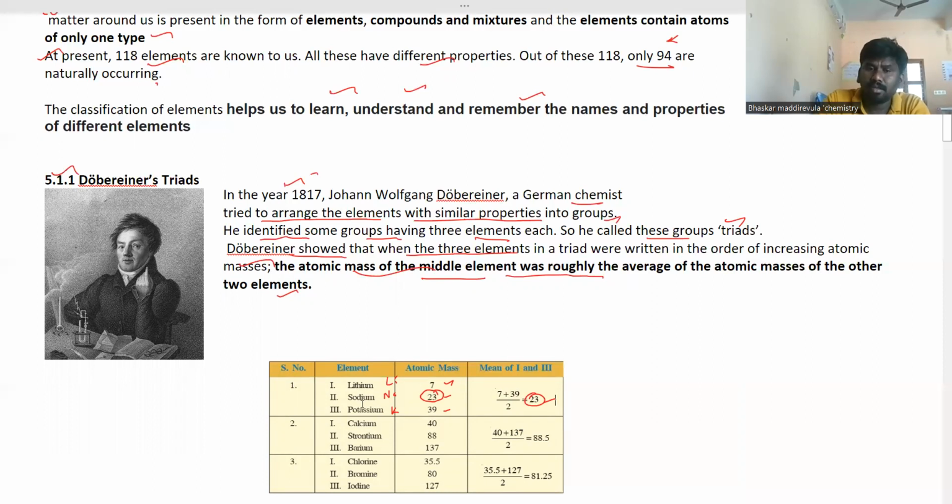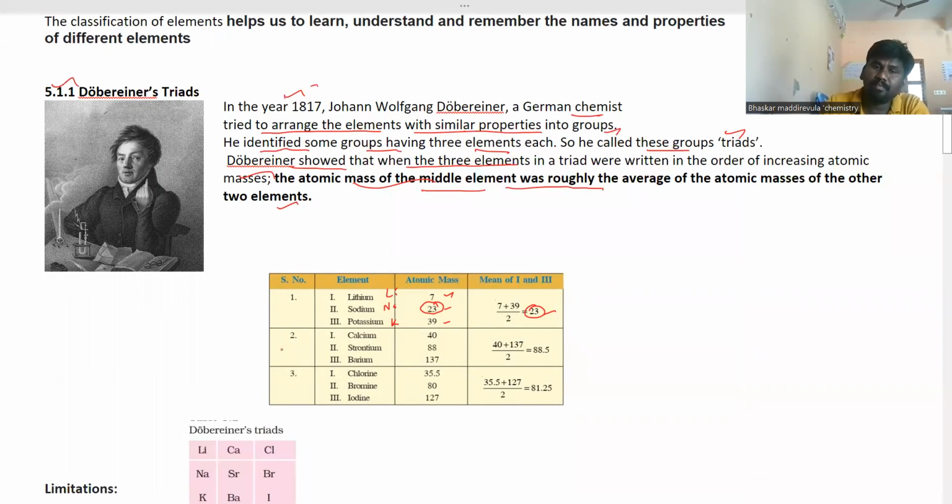In the same way, there is one more triad, that is calcium, strontium, barium. Okay. These are the atomic masses. Just arrange the elements in increasing order of atomic masses. Here also you can see that the atomic mass of strontium is roughly equal to the average of the other two elements, which is 88.5. This average is roughly equal to the atomic mass of the middle element.